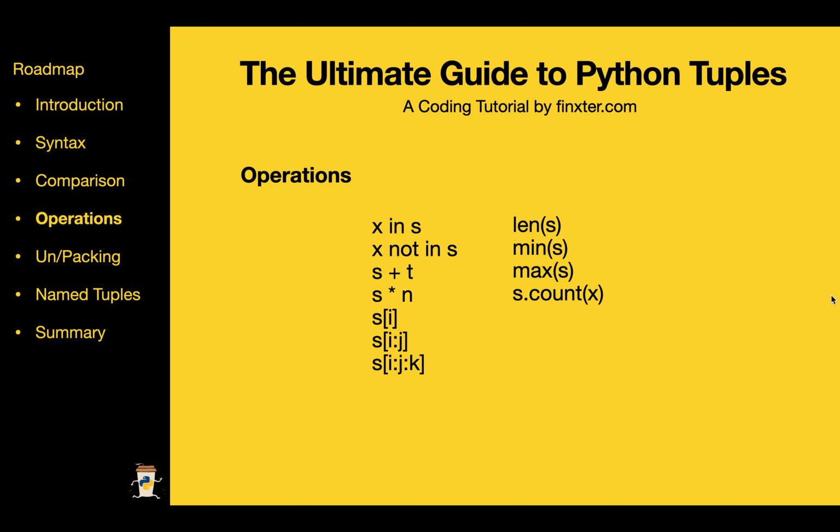Okay. Then we have indexing and slicing. You can access an element of a tuple by its index, or you can cut out a subtuple using slicing. And then we also can apply the len method to get the length, or min and max to get the minimal or maximum value from a tuple. And we can count the occurrences of a certain element in the tuple using the count method on the tuple. Okay, so that was quite a lot of theory. Let's see it in practice.